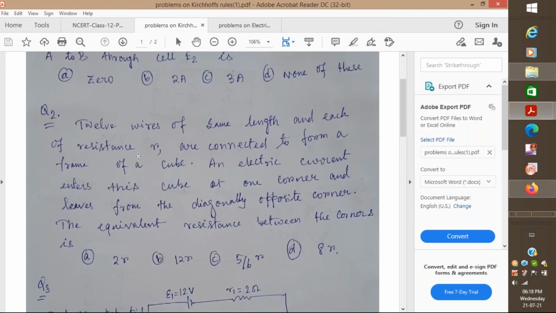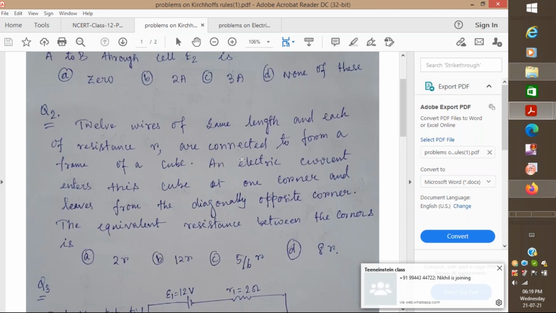Okay, so the second question is: 12 wires of same length and each of resistance small r are connected to form a frame of a cube. Actually, this type of problem is already solved in your example. If you see in the book, in the example already solved. Okay, then I'll not solve this problem. Second problem, people should try.